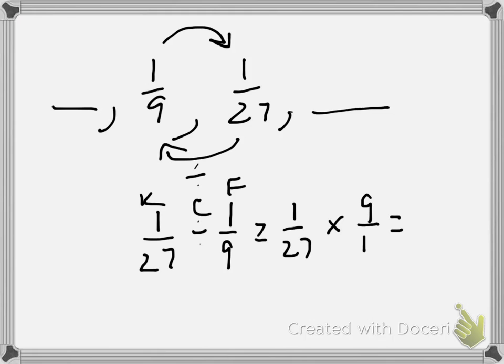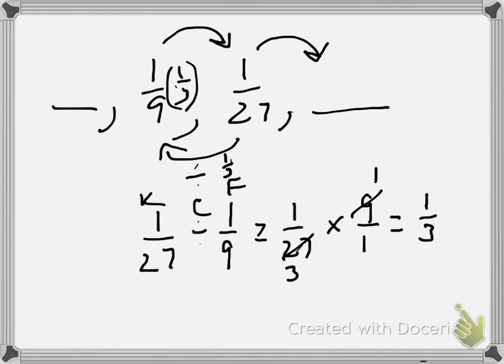We can then cancel the 9 and the 27 to a 1 and a 3, and we get 1/3. So that means that our constant for this is going to end up being 1/3. So we divide it by 1/3. In order to do this, we can check. 1/9 times 1/3 does equal 1/27. So then if we multiply here by 1/3, we're going to get 1/81.